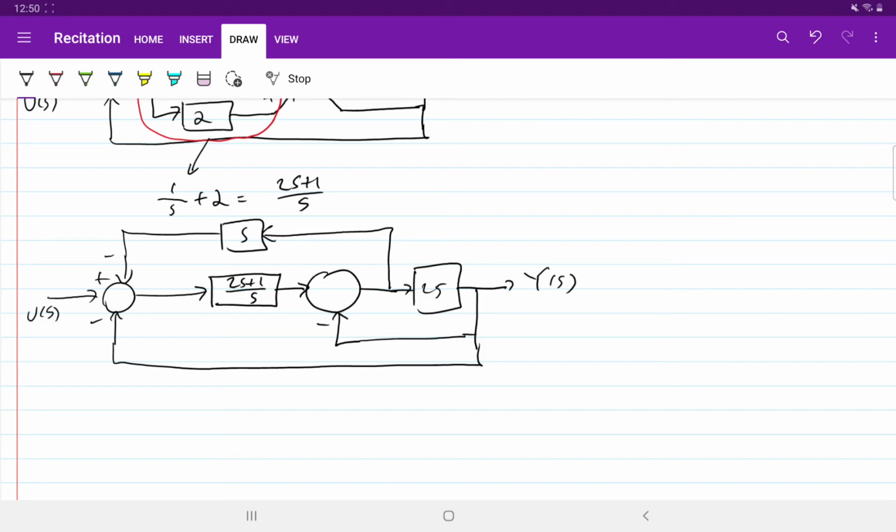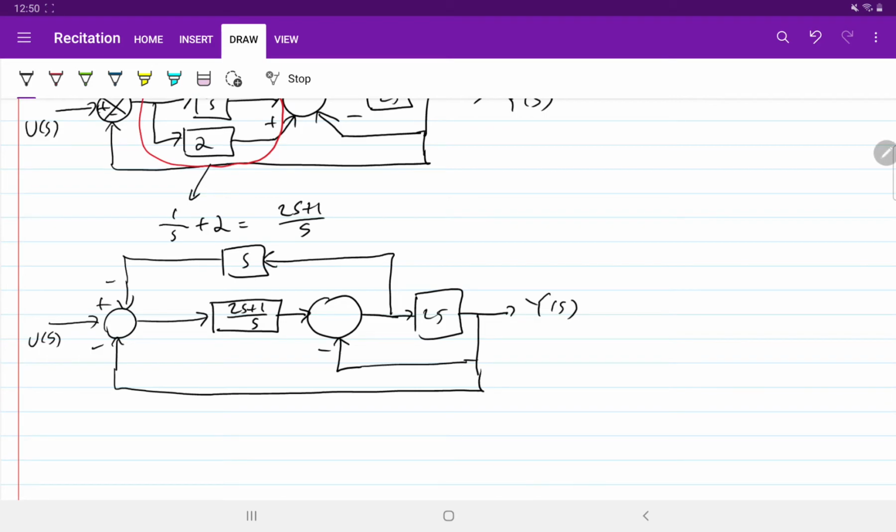Now the next simplification is, I think we can move this point behind the block 2s to here, so from before 2s to the point after 2s. So let's move this point. If we move the connection from here to here, then since this point is not multiplied by 2s but here is multiplied by 2s, we need to compensate by multiplying the signal with 1 over 2s.